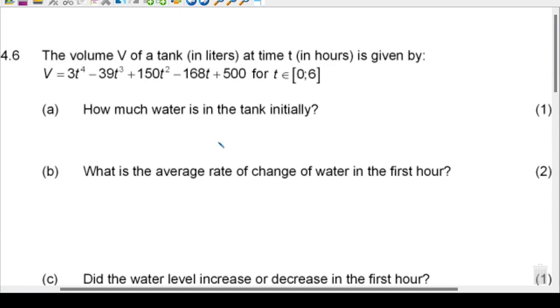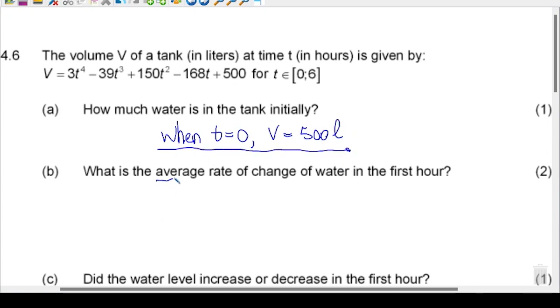Right, question 4.6 deals with the whole idea of rates of change. It's an important question because it makes the important distinction between average and instantaneous rates of change. But let's first have a look. How much water is in the tank initially? Well, when t equals 0, the volume is 500. So there's 500 liters of water in the tank initially.